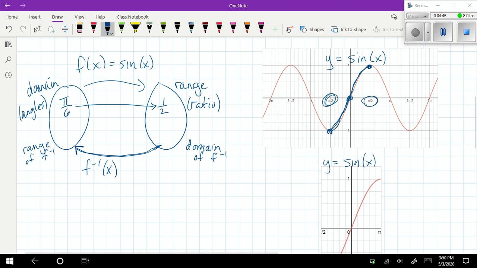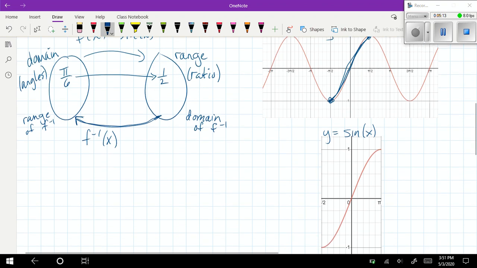Now, people can pick other restricted domains. It's completely fine. Maybe you might want to go from pi/2 down here to 3 pi/2. This would work. The thing is, traditionally, we like to include really small values in our restricted domain, so we try to stay right around 0 if we can. So being around 0 would mean that we would have to go from negative pi over 2, I'm sorry, to pi over 2. So this is the restricted domain.